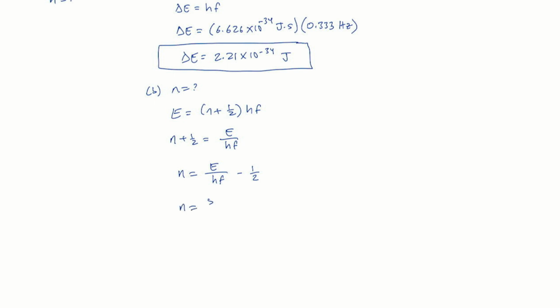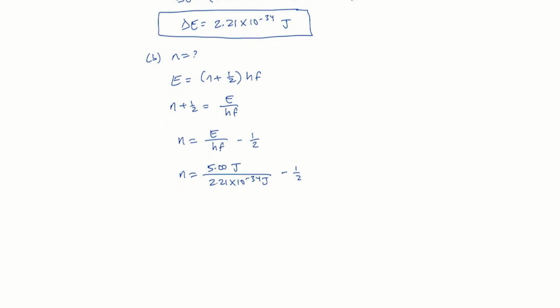So N is going to be the 5 joules divided by the HF, which is delta E, which is 2.21 times 10 to the minus 34 joules. And then we just need to subtract the 1/2. Okay, I did this calculation, and I found N is 2.26 times 10 to the 34. So there's N.